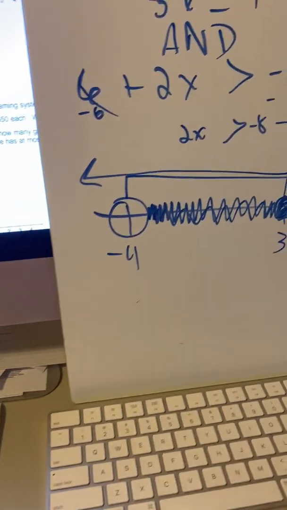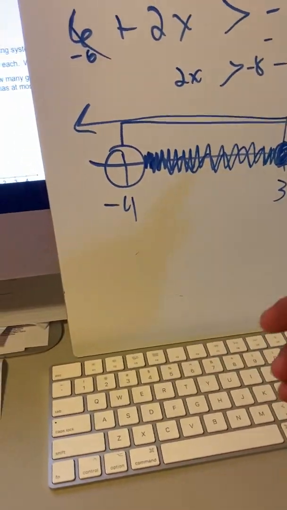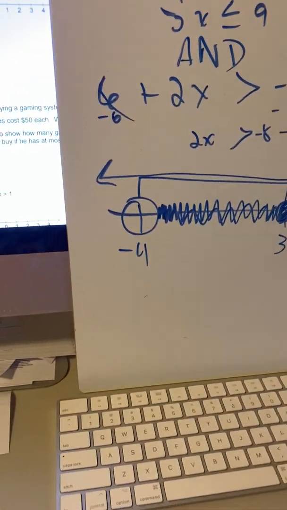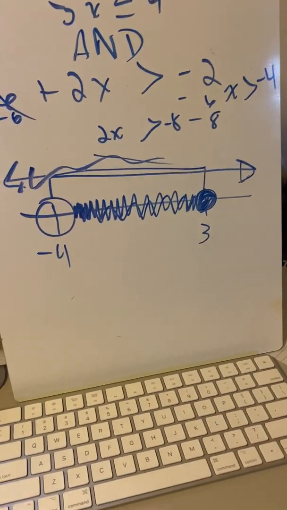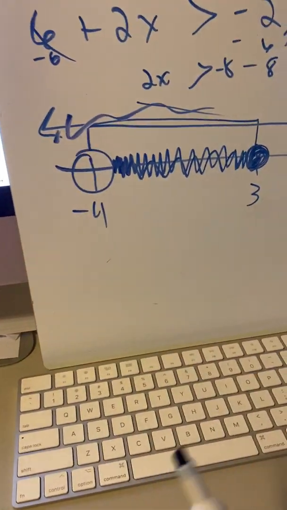Some of you did all the right work, did all the right things, did the right graph, but then left it as this stuff and didn't show where they overlap.